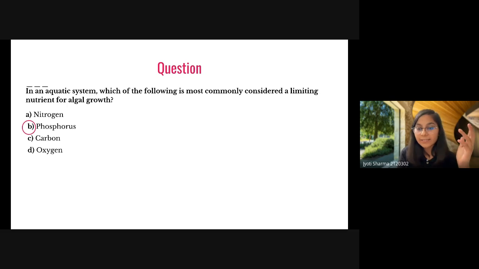And even the fertilizer, if you know the name of some of the fertilizers, most of the composition of the fertilizer is NPK. So NPK means nitrogen, phosphorus, and potassium. So whenever you are applying this fertilizer into your farming land, this water will move to the water bodies, so the water body will have phosphorus, nitrogen, and potassium in higher amounts.